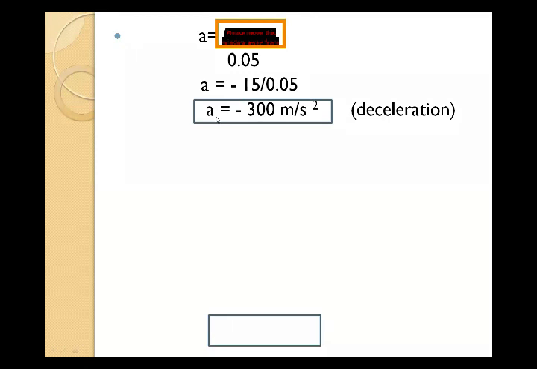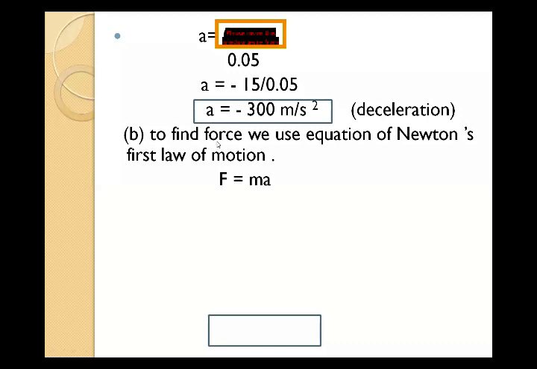So remember it. And now we are moving toward the next quantity, or we can say the second part of the numerical, which is to find force. We use Newton's second law of motion, that is F equals ma.